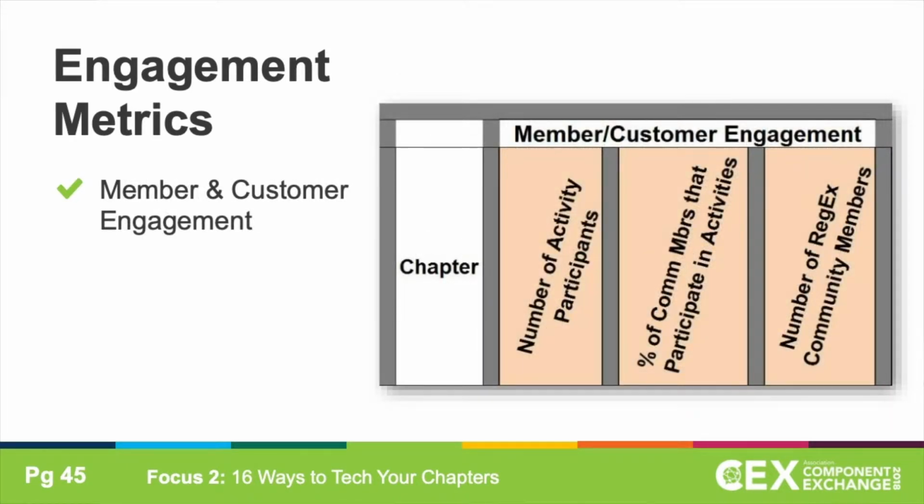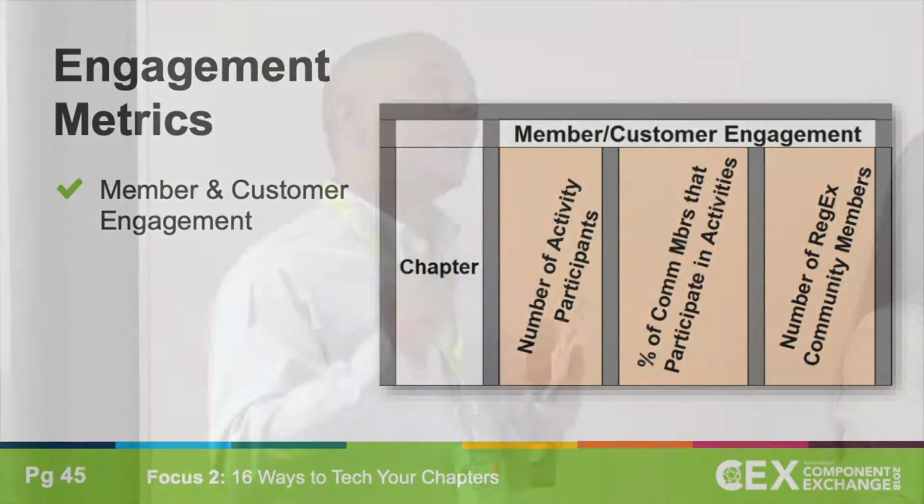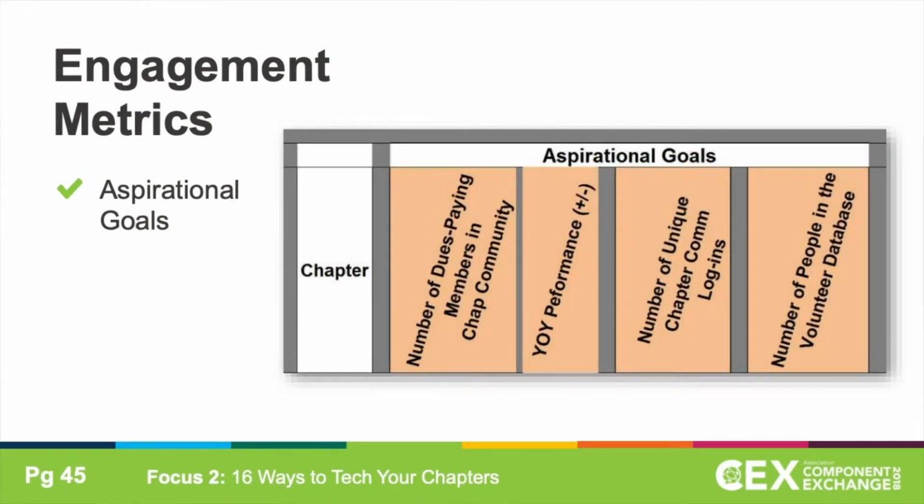The member engagement metrics, they really start to track types of things like how many active participants, how many individuals are actually coming to your activities. But we don't stop there. Of the overall community, it's nice to have a really big community, but how many of your community members are engaging? How many are actually going to the chapter programs and engaging online? And then finally, again, how many people, RegX is our online platform for our chapters, so how many people total are in the community?